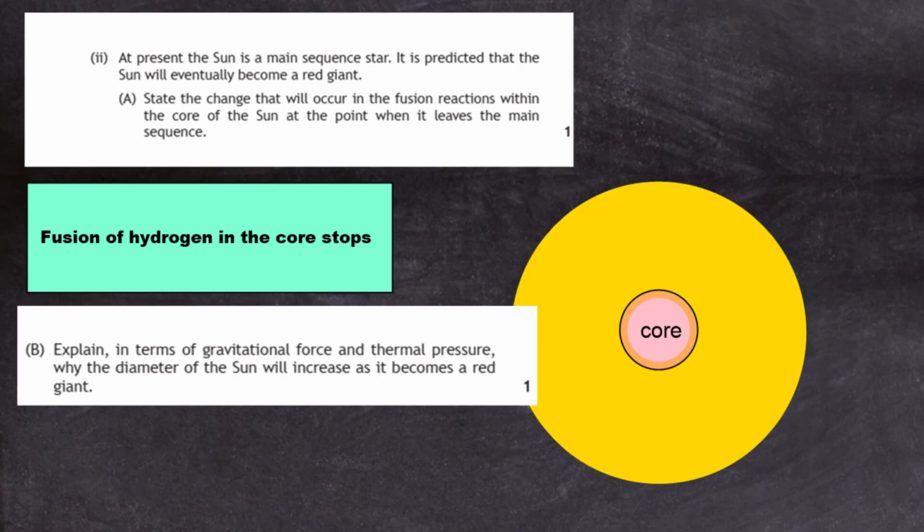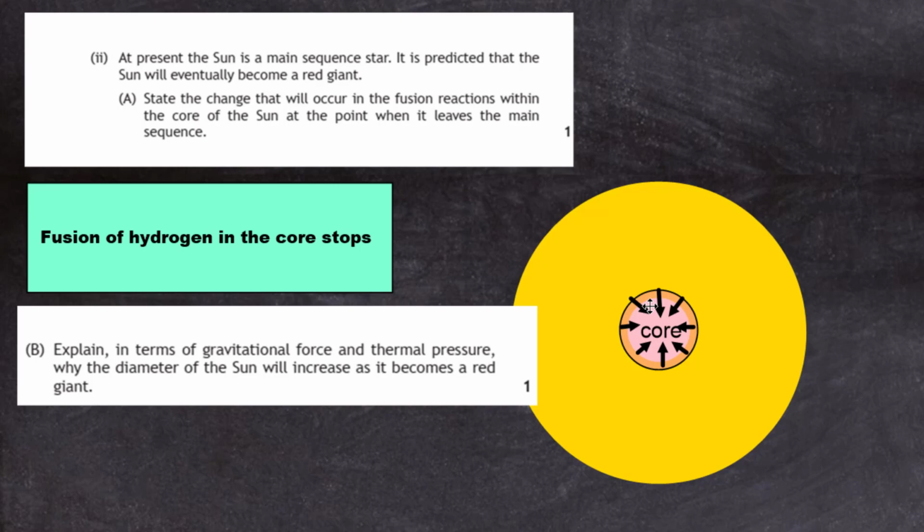But let's take a look at what happens when the fusion of hydrogen in the core stops. When that happens, the core begins to collapse. Gravity takes over and the core begins to collapse downwards. Gravitational force is becoming bigger. And because there's no nuclear reaction taking place, there's no thermal energy being produced.